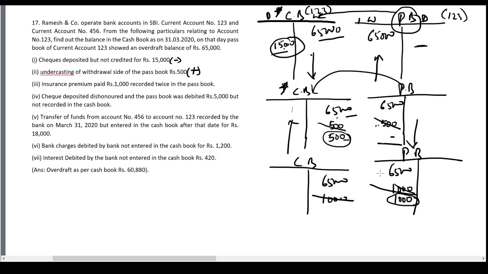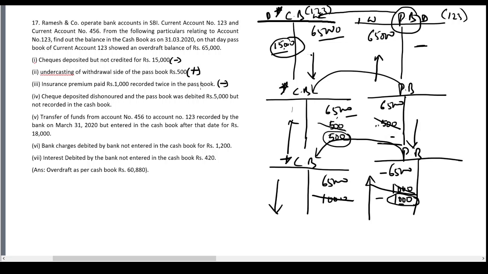What will happen because of this debit? Another debit. The balance in passbook will be more, in the cash book will be less. What should I do to the passbook to make it equal to cash book? I have to reduce the balance by this 1000 rupees. So this item will be minus.